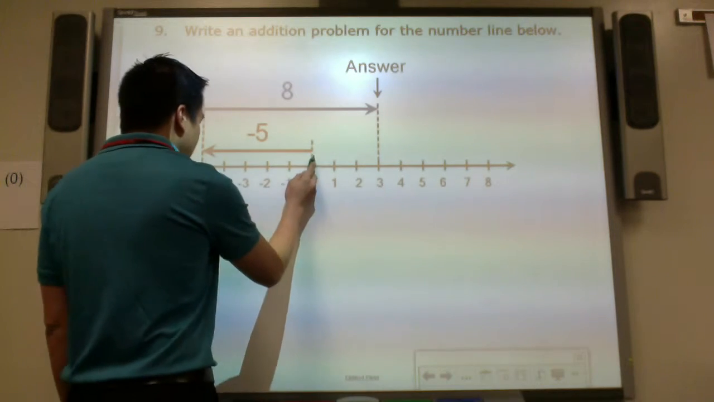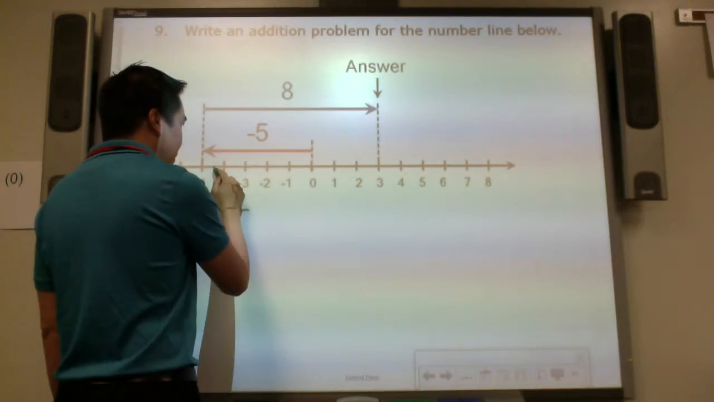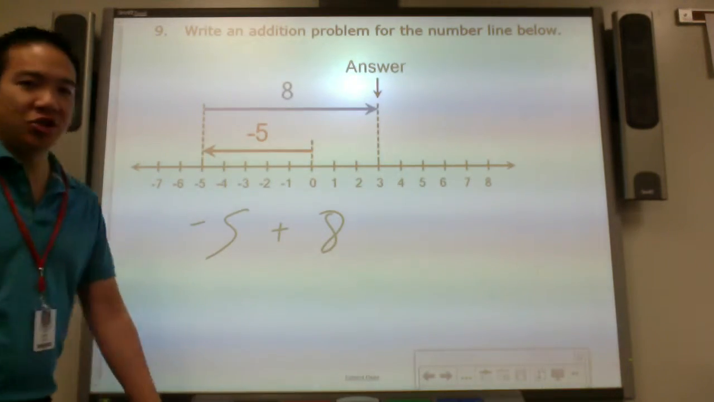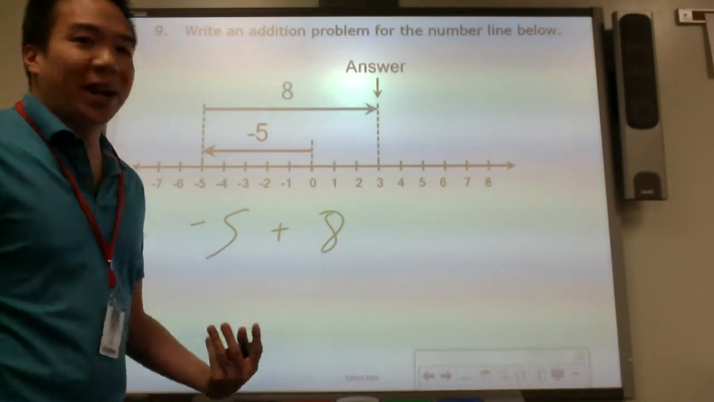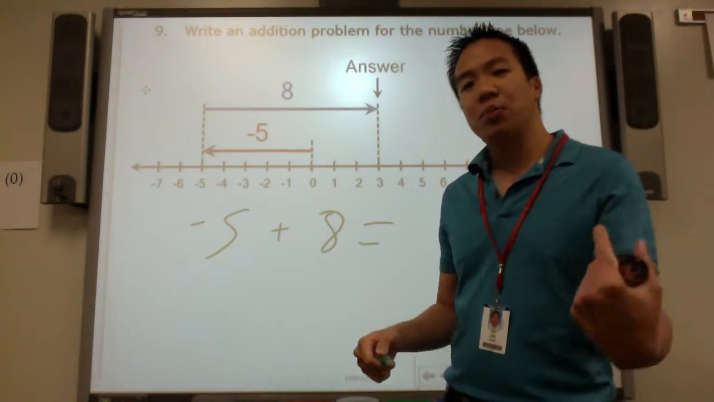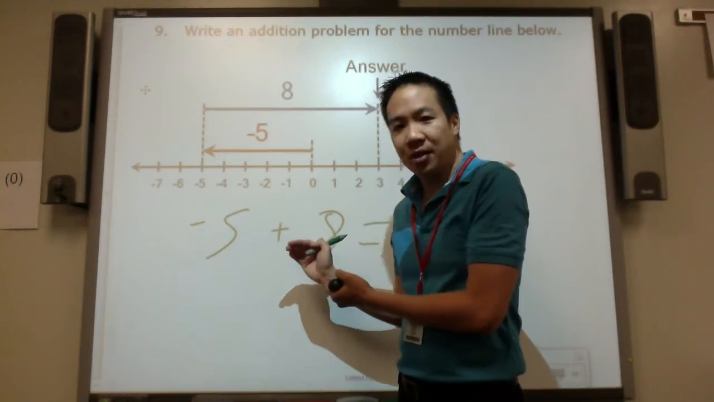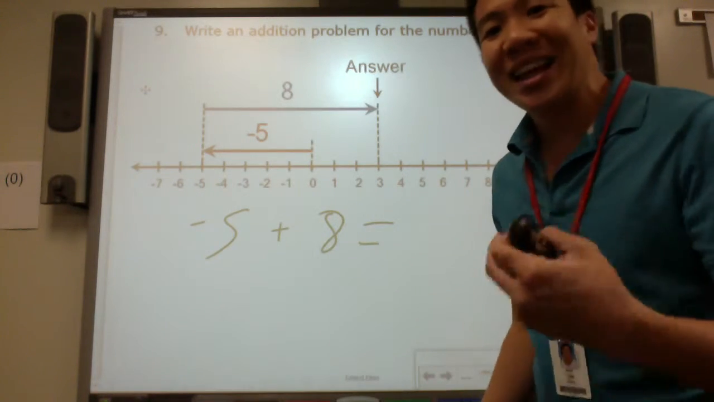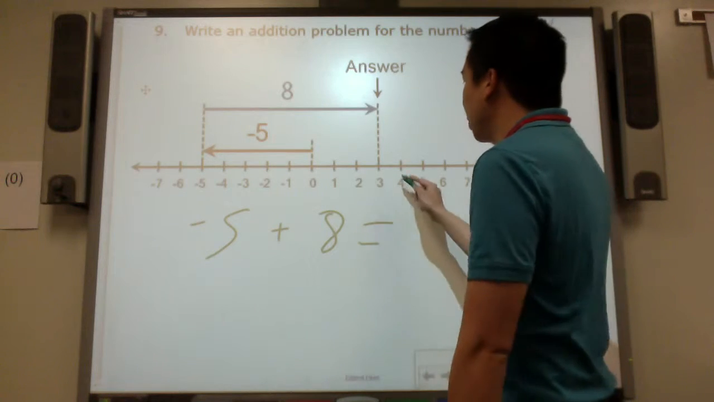Number 9, write an addition problem for the number line below. So you start at 0, you go back to -5. You go forward 8 spaces. And that is our addition expression. If I ask you to write it as an equation, which we're going to be learning the difference, an expression is just the mathematical problem. It's like a sentence. And then an equation is with the equal sign. So what is it equal to? 3.